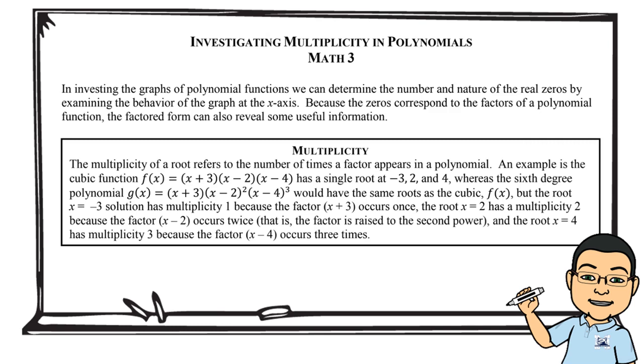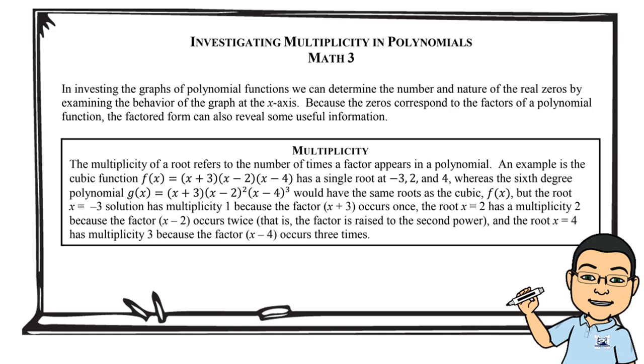Now, to further understand the graphs of polynomials, we need to consider something that's called multiplicity. The multiplicity of a root refers to the number of times its factor appears in a given polynomial. In an example, if the cubic function f of x is equal to x plus 3 times x minus 2 times x minus 4, each of those would have a single root at negative 3, at 2, or at 4.